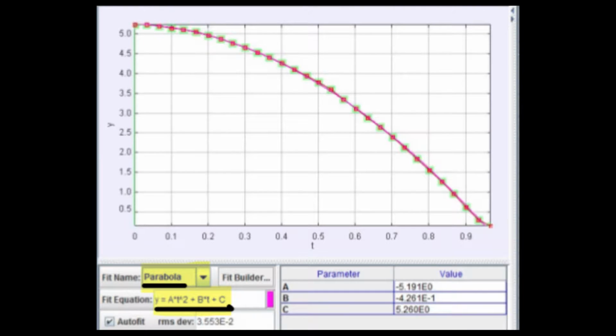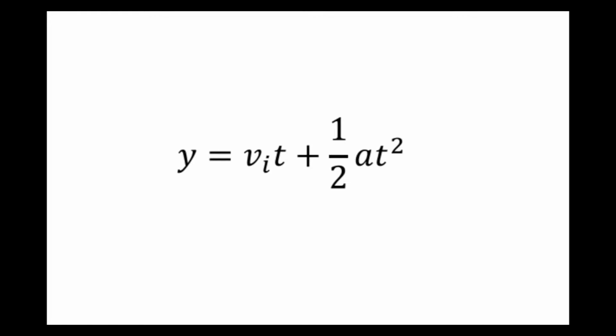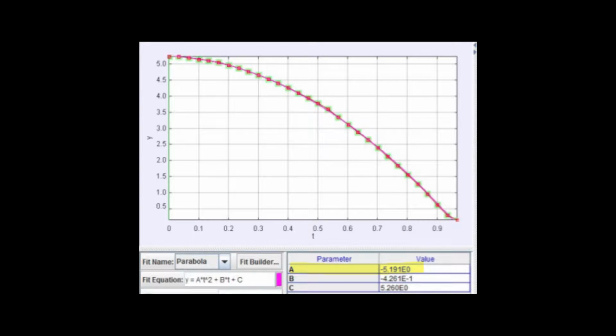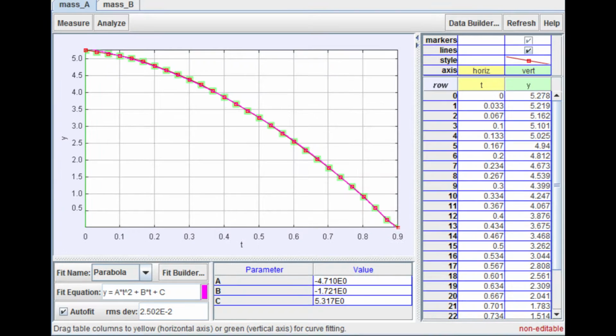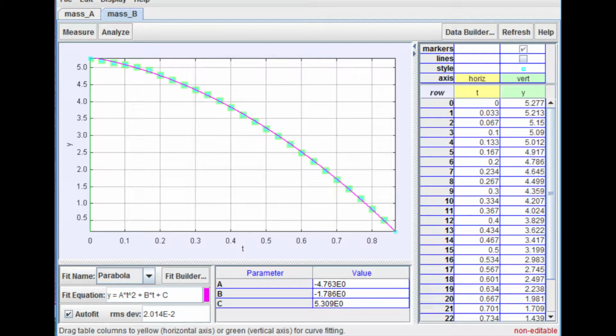Using this parabolic equation, we were able to calculate the acceleration of each ball using the corresponding kinematic equation, y is equal to initial velocity times time plus 1/2 acceleration times time squared. In order to find the gravitational acceleration, we took the value of a in the program and multiplied it by 2. We repeated this process for each ball in each of the 3 videos.